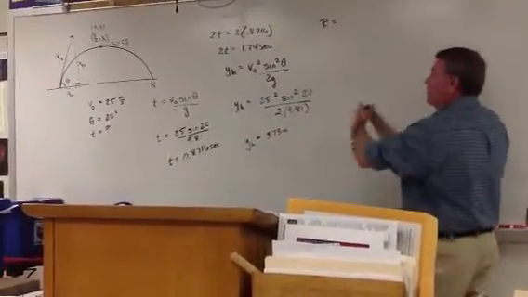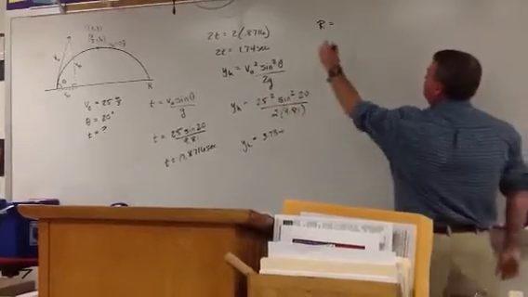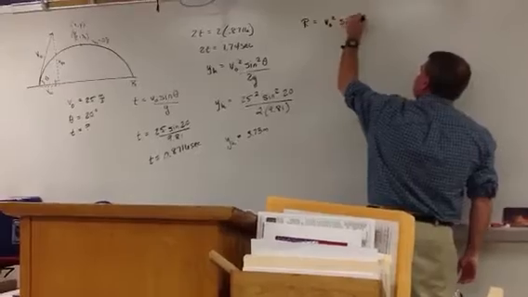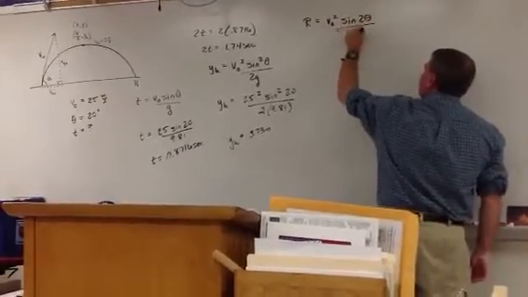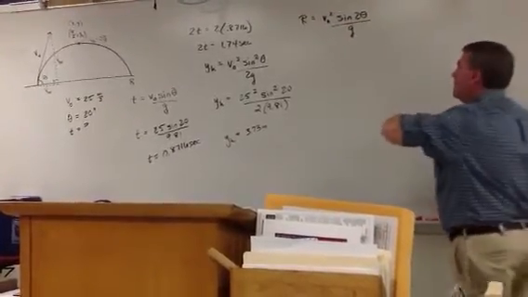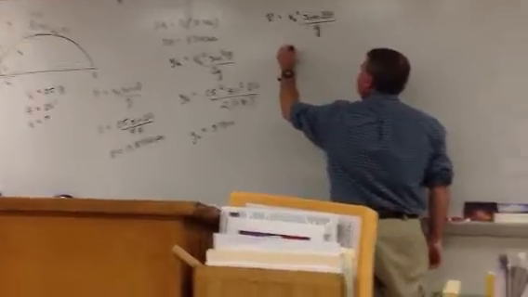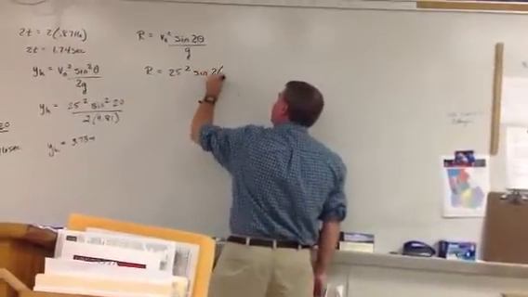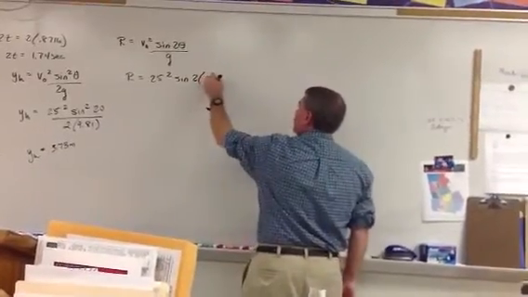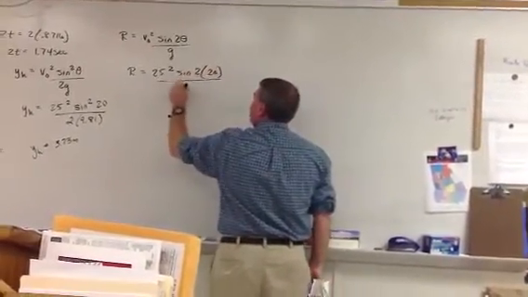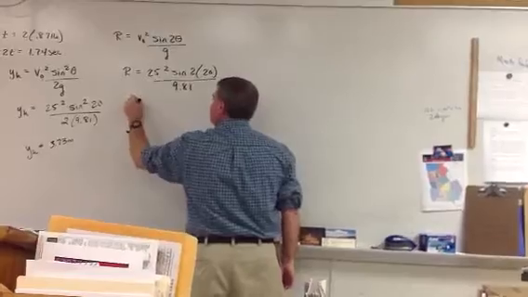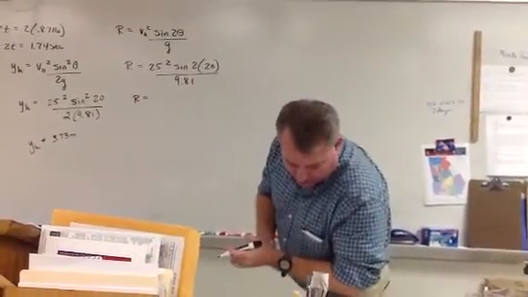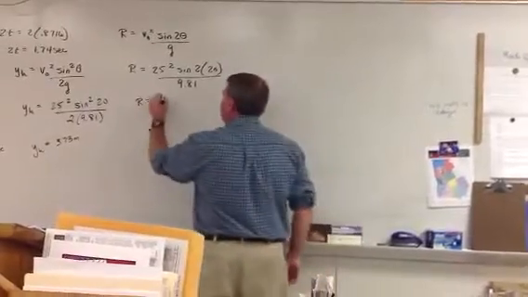All right, now let's solve for the range. The range is how far it's going to go over in the x direction. The range is equal to V0 squared sine 2 theta divided by g. And that's going to be 25 squared sine of 2 times 20 divided by 9.81. And if you plug this in, you're going to get a value of 40.95.